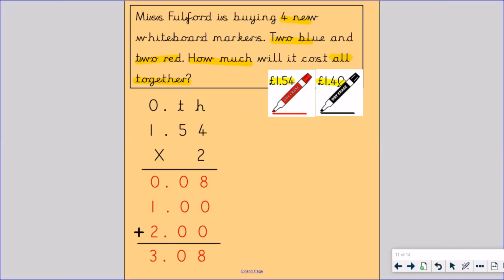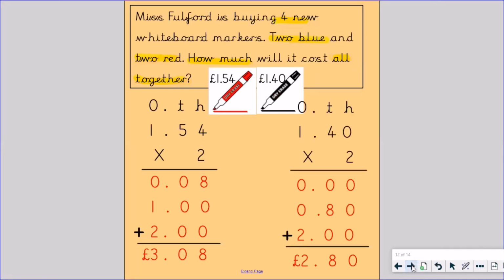2 blue is going to cost me 140 for each. So I need to times 140 by 2. So I've done that here. Again, I've used my formal written method. Again, always starting in my hundredths column. So 2 times 0 is 0. So I've just put 0 all the way across. You notice that I've put zeros in all of the places. That's just to show me the place value because I haven't drawn the lines down here and I'm not using squared paper. It's just to help me when I add them later.